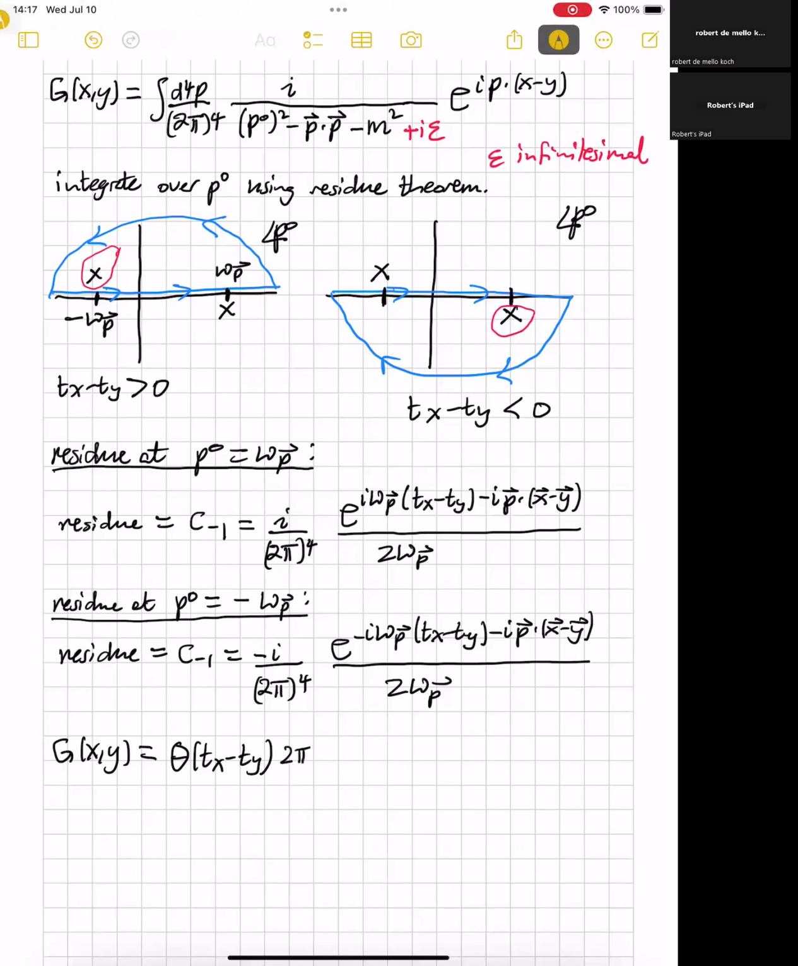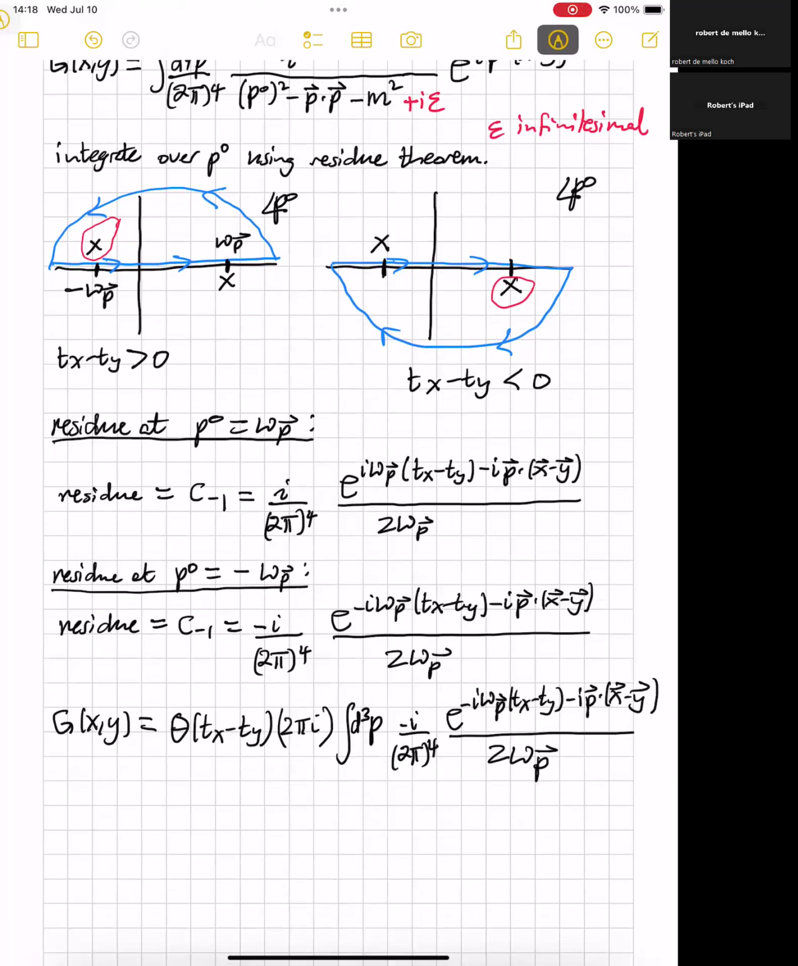Good. So we want 2 pi I. And now we need to multiply by the residue. Just one other comment. We were integrating over 4-momentum p. We've just done the integral over p naught, so we will still have an integral d3p, and then we'll have the residue. The residue at minus omega p is sitting at the top here. So we'll have minus I over 2 pi to the 4, e to the minus I omega p (tx minus ty) minus I p dotted into (x minus y), over 2 omega p.